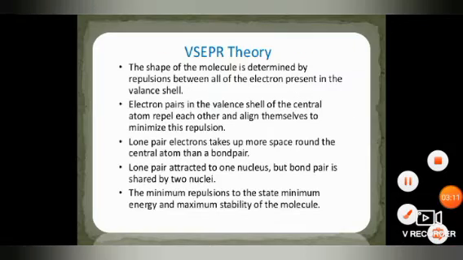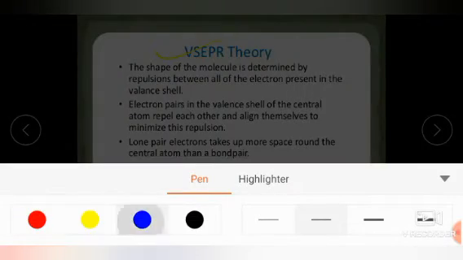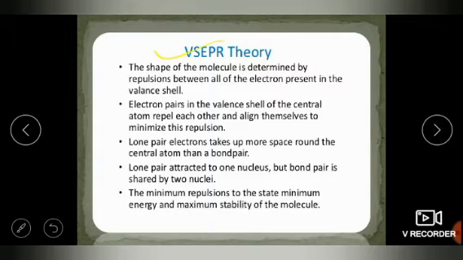Okay, so let's start the VSEPR theory, the Valence Shell Electron Pair Repulsion theory, with the help of this slide. The shape of a molecule is determined by repulsion between all the electrons present in the valence shell. Try to understand each and every line. Electron pairs in the valence shell of the central atom repel each other and align themselves to minimize this repulsion. A lone pair of electrons takes up more space around the central atom than a bond pair.